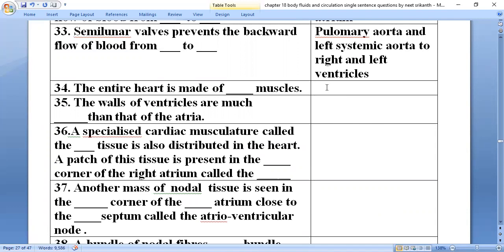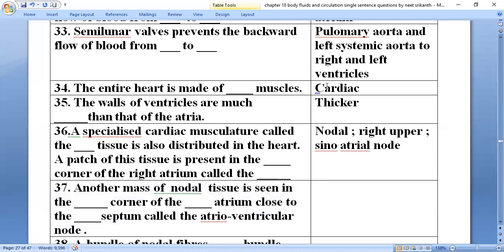Entire heart is made of cardiac muscles. The walls of the ventricles are much thicker than the atria. A specialized cardiac musculature called nodal tissue is also distributed in the heart. A patch of this tissue is present in the right upper corner of the right atrium, called the sinoatrial node.